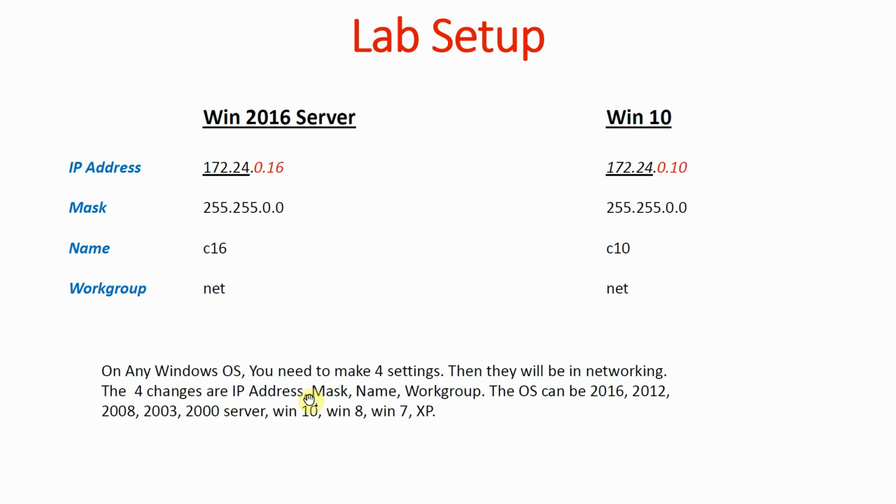On any Windows operating system, if you are doing the networking of 2016 server and between Windows, any Windows operating system, you need to make 4 settings. Then they will be in networking. What are those changes? You have to change the IP address, mask, computer's name. Then you have to specify the workgroup.